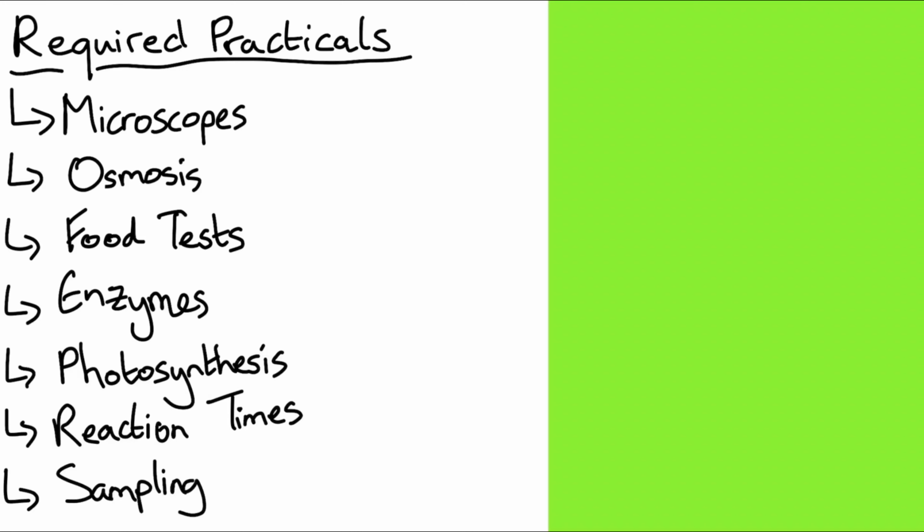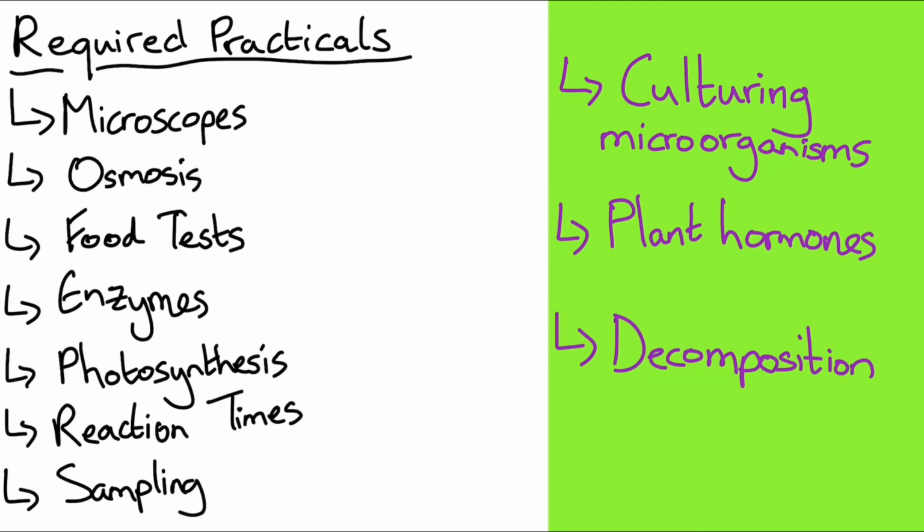You have to be able to operate a microscope, you do an experiment involving osmosis, looking at how you test for different types of food, the factors that affect enzymes, factors that affect photosynthesis, you look at reaction times of your nervous system, and sampling, normally in terms of population distribution. Most of those practicals actually appear in paper 1. It's only the last 2, reaction times and sampling, that appear in paper 2. If you're taking triple science, there's an additional 3 practicals that you do on top of those 7.